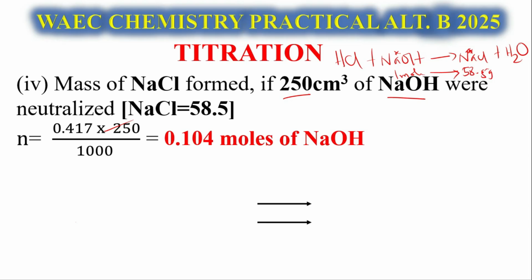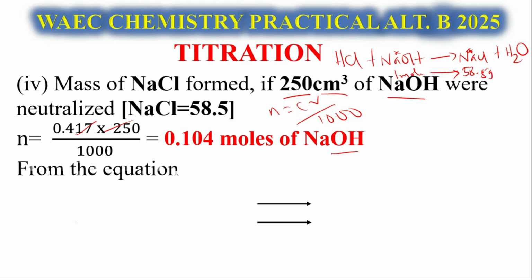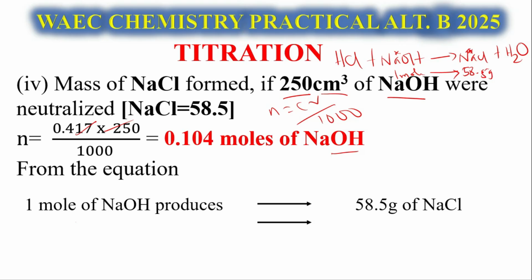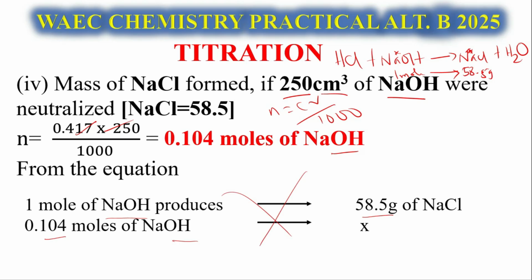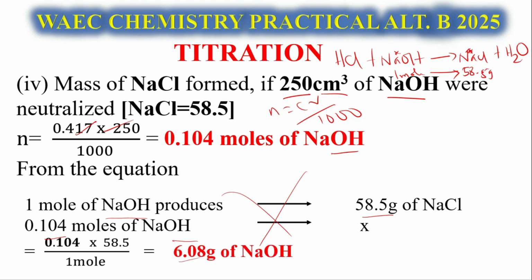But this sodium hydroxide is in mole per dm³. So we have to convert sodium hydroxide to moles by using number of moles equals CV over 1000. Remember this formula? So this 0.417 mole per dm³ multiplied by 250, divided by 1000, gives us 0.104 mole of NaOH. Now, from the balanced chemical equation, you can see that 1 mole of NaOH produces 58.5 gram of what? Of NaCl. So 0.104 moles of NaOH produces, when you do your cross multiplication, 6.08 gram of sodium chloride.